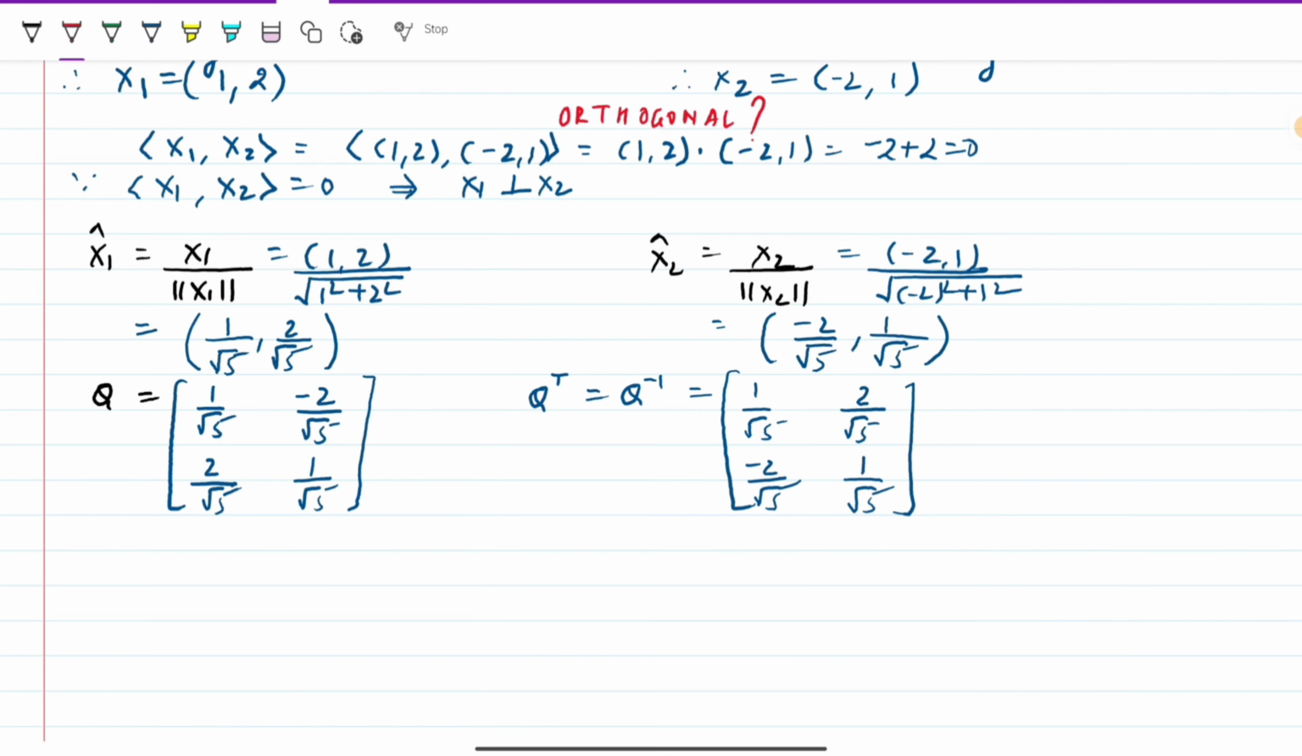Now all you got to do is calculate the product Q inverse A Q and check whether you get the diagonal matrix 1, 0, 0, 6. And if yes, then you have done your calculations correctly and you could conclude that A is orthogonally diagonalizable. And if not, then you should recheck your calculations and get it done one more time correctly.